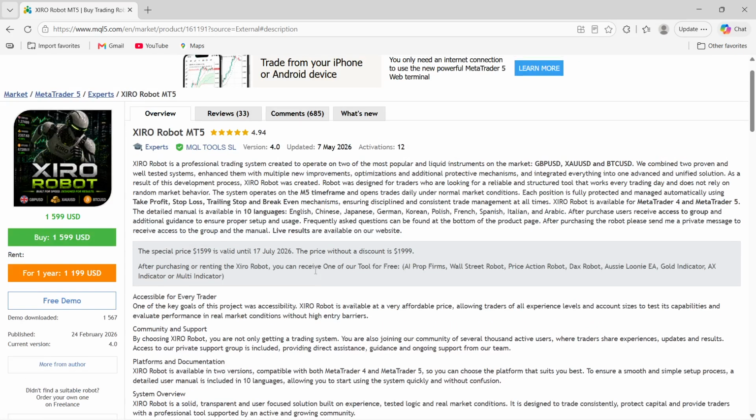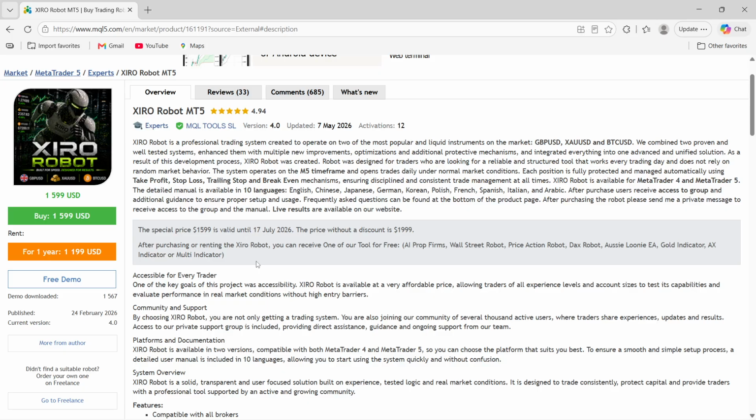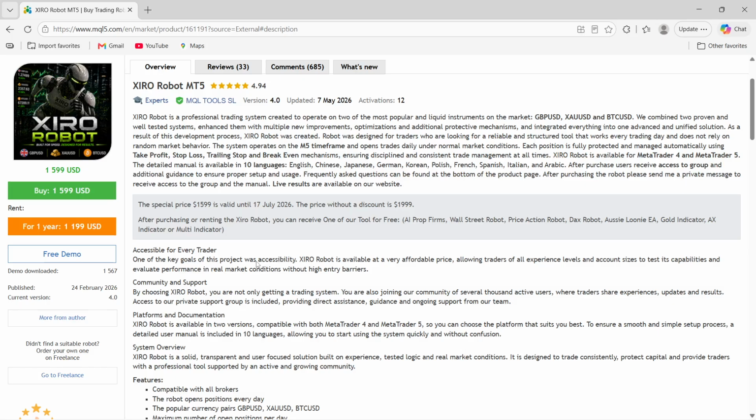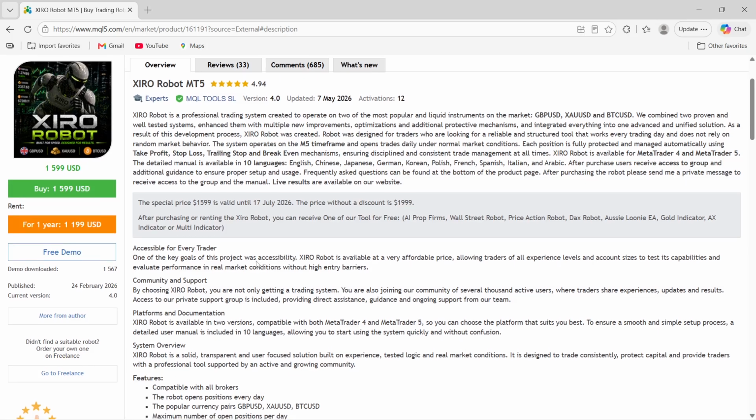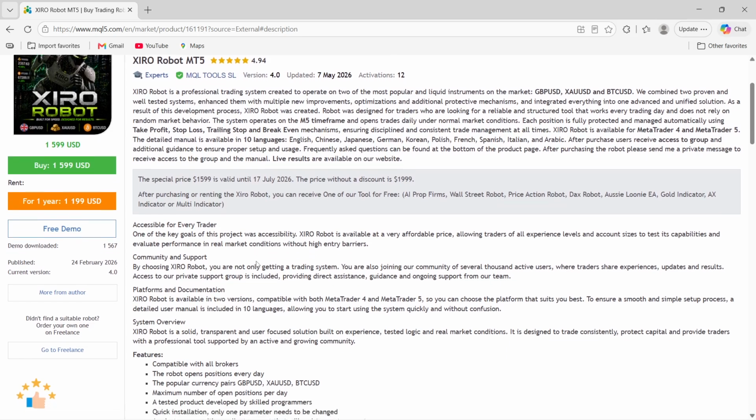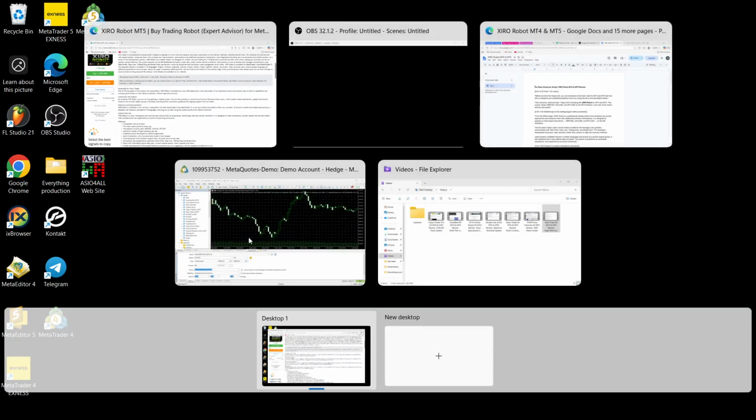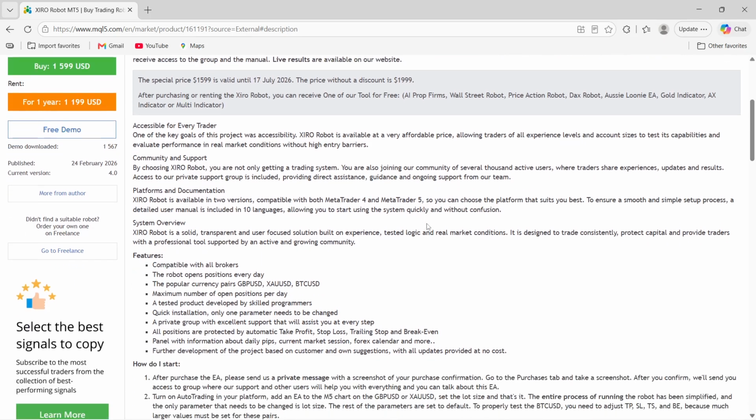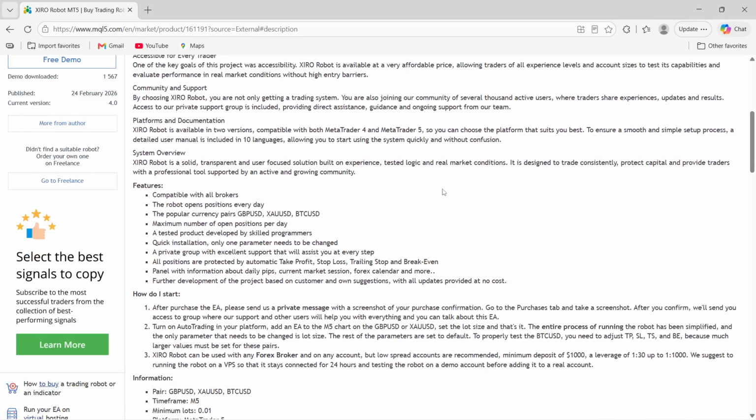From the MQ5 page, XIRO Robot is a professional trading system that combines two proven approaches and enhances them with additional protective mechanisms. It is designed to operate on three liquid instruments, the GBPUSD, XAUUSD, and BTCUSD on the M5 time frame. The EA opens trades under normal market conditions and manages every position automatically with take profits, stop loss, trailing stop, and break even. The developer emphasizes structured daily operation rather than random or high risk recovery methods.